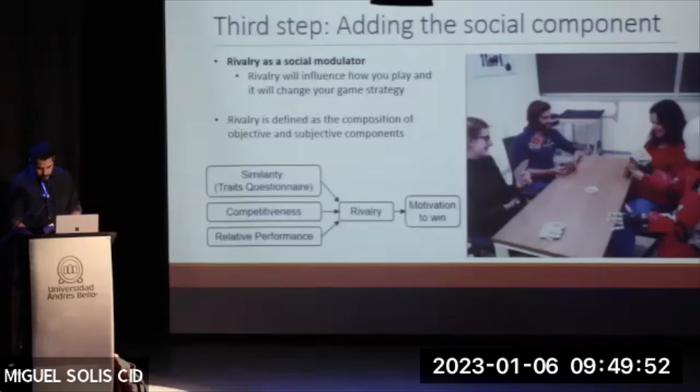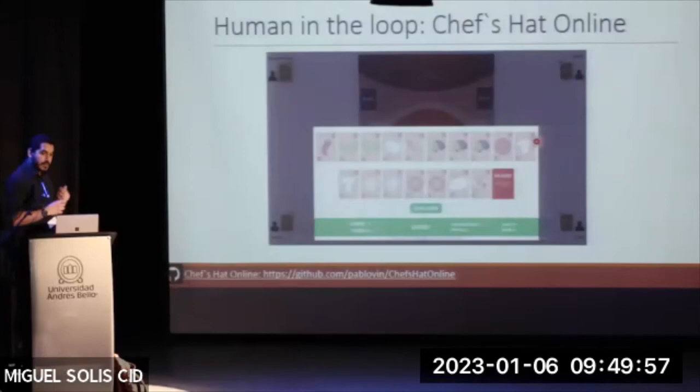To be able to run this experiment, we created Chef's Hat Online, which is a web platform, a website that allows players to play the game following the same rules as the simulator and the real game, against other players, which can be humans and can be agents. And this can be played in the browser, which allowed us to collect quite some data because all of it was done during the pandemic, which was a big problem for us because we could not put people in the same room to play. So we created a website and we distributed it via email for people to play the game and to collect data for us.